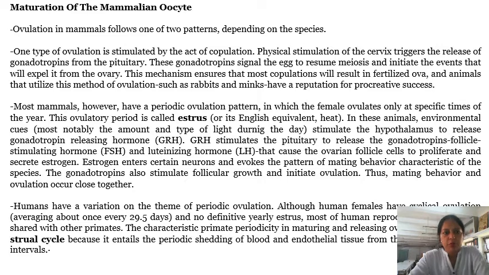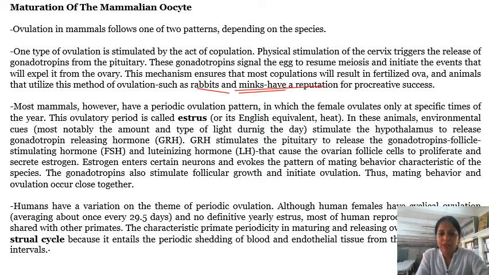This slide shows maturation of the mammalian oocyte. Now, ovulation in mammals follows one of two patterns depending upon the species. One type of ovulation is that which takes place in rabbits and minks, and they have a reputation of procreative success. In this type of ovulation, the ovulation is stimulated by the act of copulation.